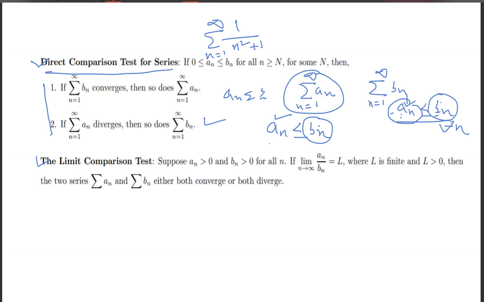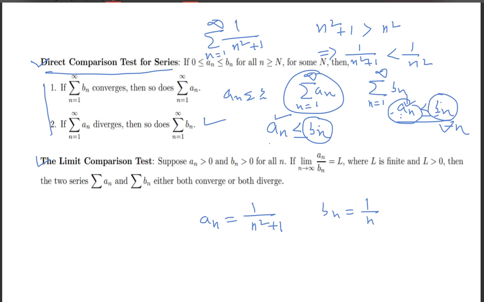You see, n square plus 1 is always greater than n square. Yes or no? So immediately you can say 1 by n square plus 1 is less than 1 by n square. This is your given series. So here, if I choose an equal to 1 by n square plus 1 and bn equal to 1 by n square, then an is less than or equal to bn, and this bn series is your known series.